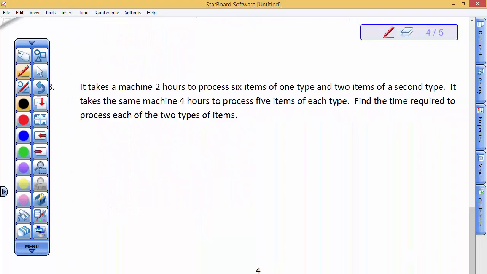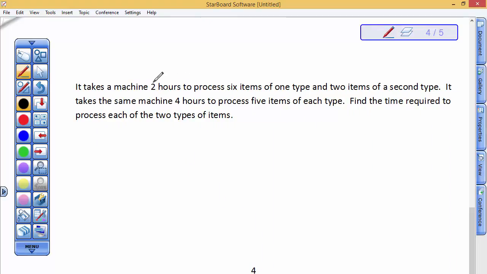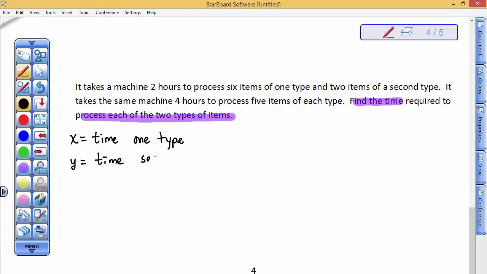This one's a little bit harder. It takes a machine 2 hours to process 6 items of one type and 2 items of the second type. I'm going to go down to the last sentence. Find the time required to process each of the 2 types. So let's let X represent the time for one type, and let's let Y represent the time for the second type.